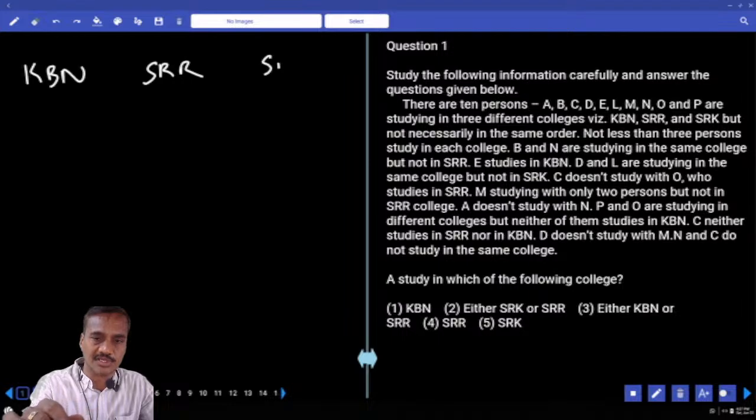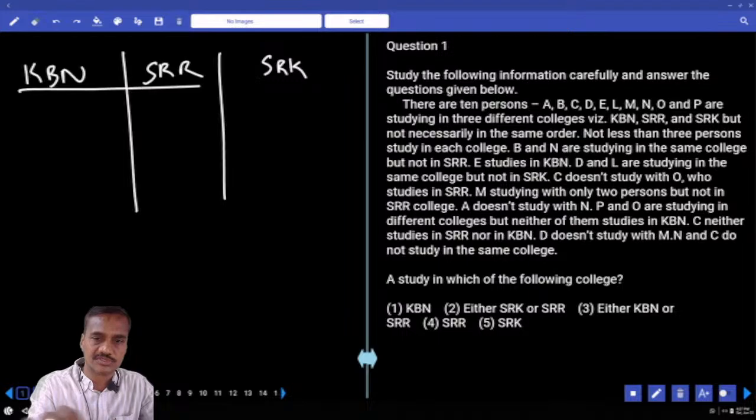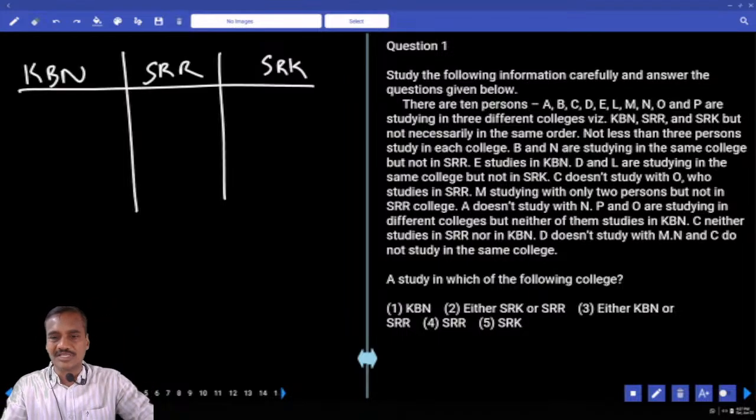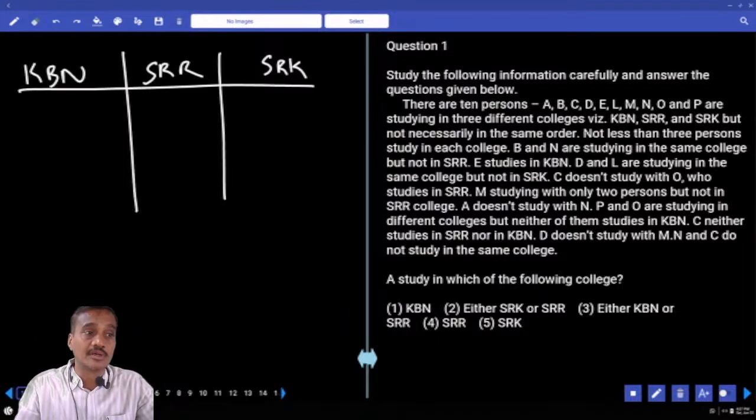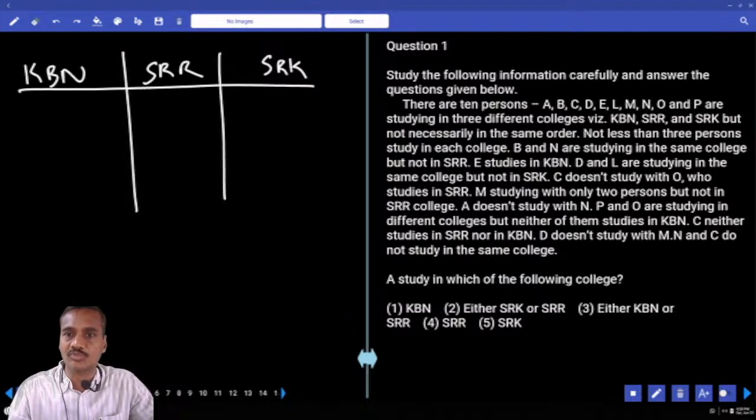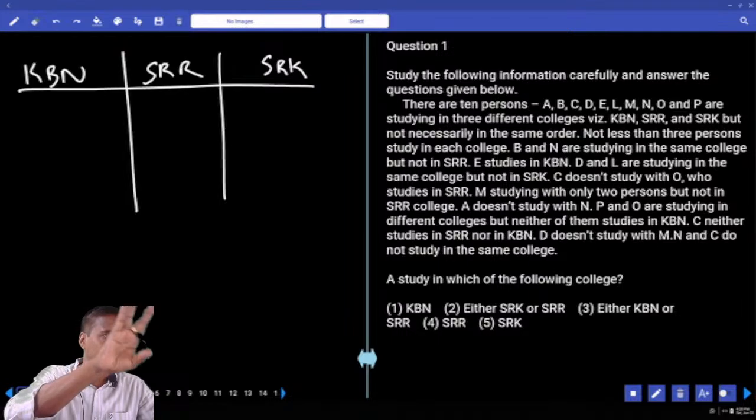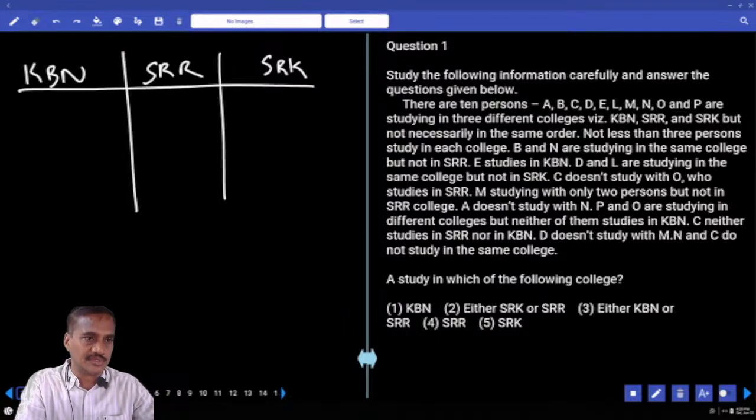SRR, SRK and KBN are the 3 colleges we have, and altogether there are 10 persons, and not less than 3 persons study in each college. Not less than means 3 or more. Then what are the possibilities? In one of the colleges there are 4, and in the remaining there must be 3 and 3. So 3, 3, 4 is the order.